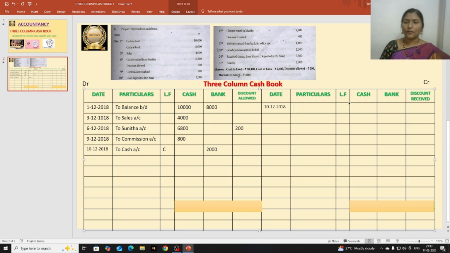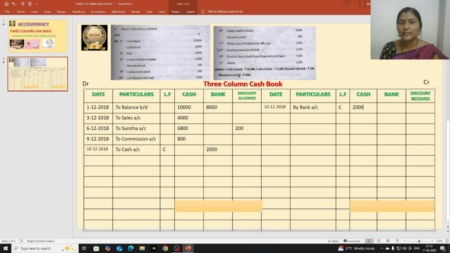And in the particulars column, what are we going to write? I already said we should take the help of the journal entry. What is the journal entry that we are following? Bank account debit to cash account. To cash we already recorded on the debit side. Now we are going to write bank account. Whenever we write on the credit side, we should start with the word by. By bank account. And in the LF column we should denote C, because it is a contra entry. And when we write bank account, in which column do we put the amount? Cash column. Same amount, 2000 rupees.